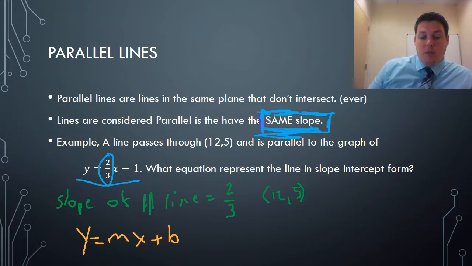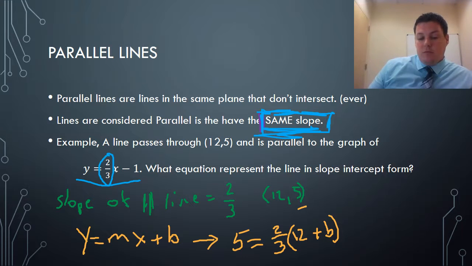So our y will be 5. Our m is 2/3 because it's parallel and it's the same. Our x is 12, and then we have plus b. Whoops, I totally jacked that up. There you go. I put the parentheses in the wrong spot.